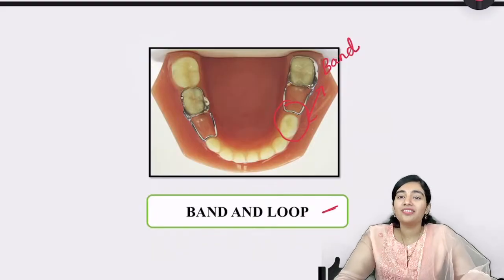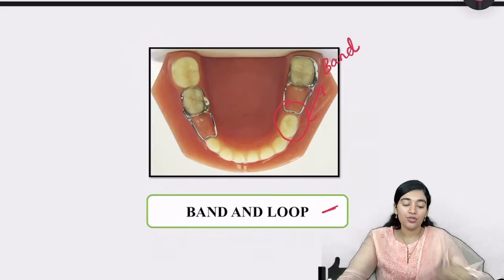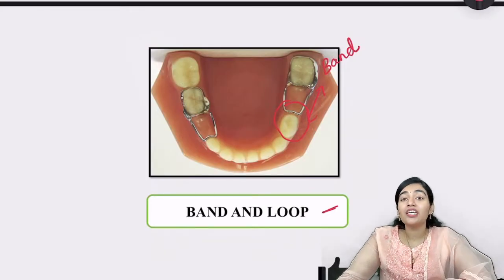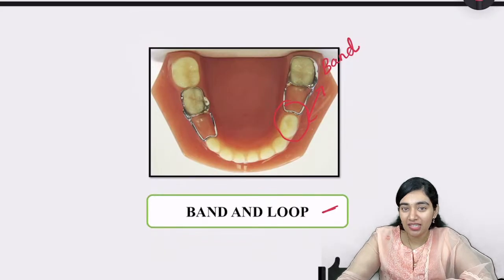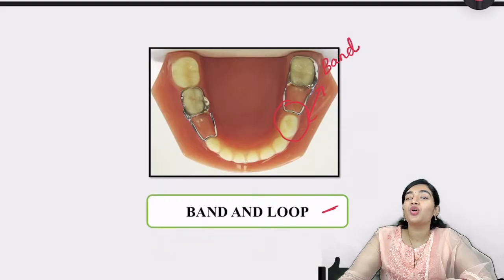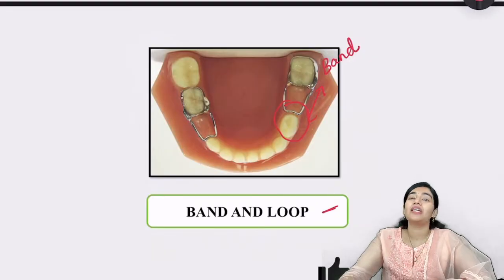Okay, we are back. So we are discussing the band and loop space maintainer, right? The indication of the band and loop space maintainer is whenever there is premature loss of a single posterior tooth, either in the maxilla or in the mandibular arch.